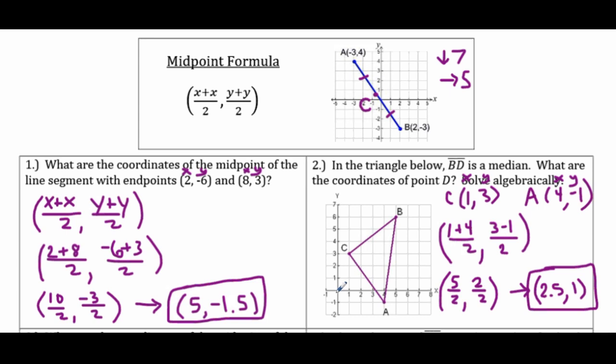Let's just graph it out just to see if it looks correct. 2.5, and then I would go up 1. Right here is the midpoint, so that would be point D. Okay, my line's not going to be so great here. I can't get it back to the other screen without kind of messing it up, but nice and curvy for you guys. There's our median, BD.